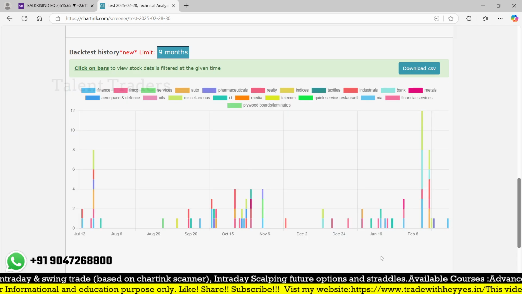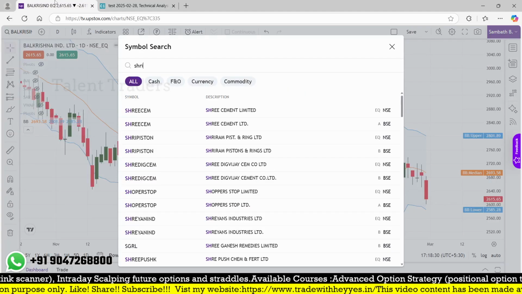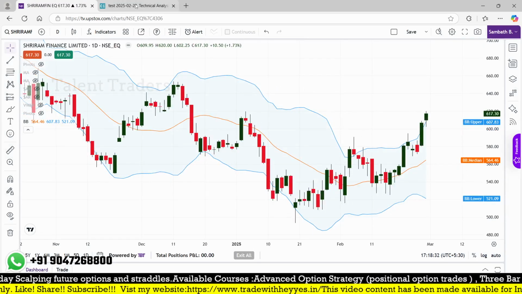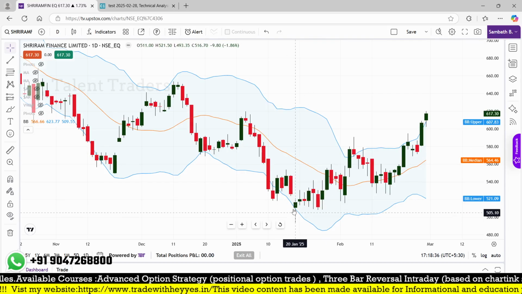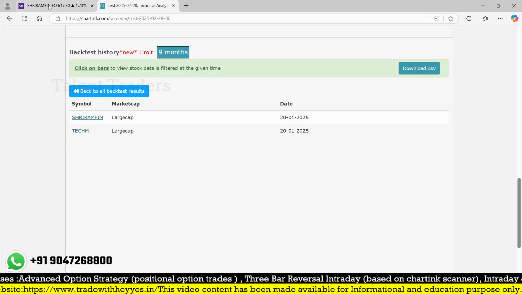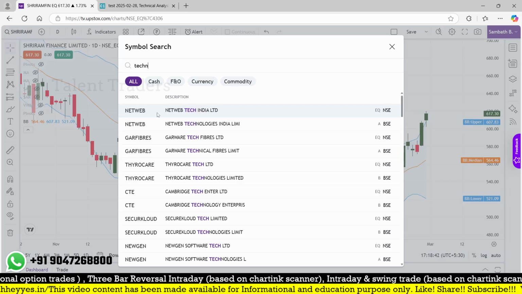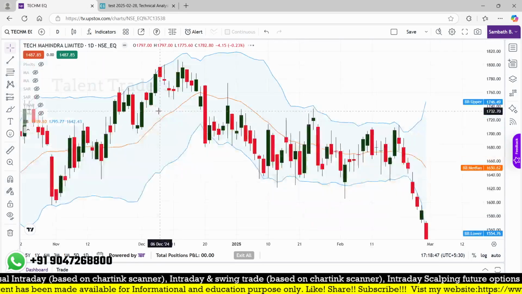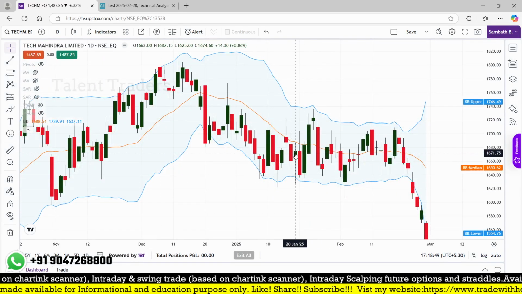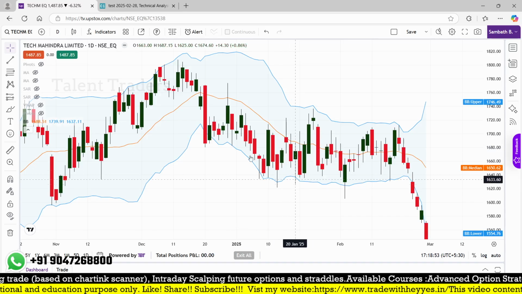One more thing, let me check some others on 20th Jan, Tech Mahindra, Sriram Finance. This is the one, 20th Jan. That also looks good at the lower Bollinger Band. Tech Mahindra. This is the same pattern. So it is fetching the exact pattern at the lower Bollinger Band.